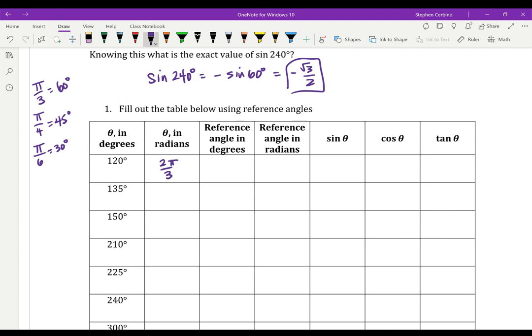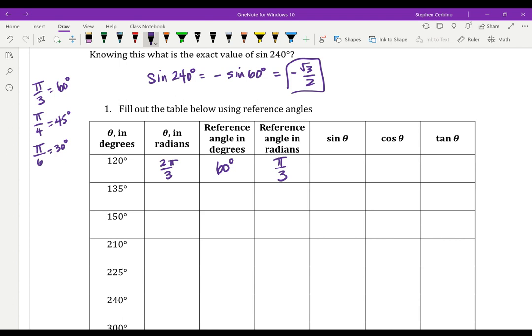That's how I can quickly convert these special angles. The reference angle in degrees, well, in quadrant 2, the reference angle is 180 minus the angle. So if I do 180 minus 120, I get 60 degrees. And we know the reference angle then in radians is pi over 3. So again, being able to quickly convert between the two types of angle measurement is going to be important here as we move on.